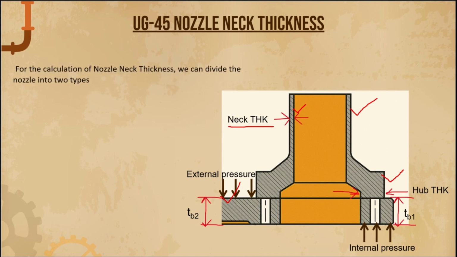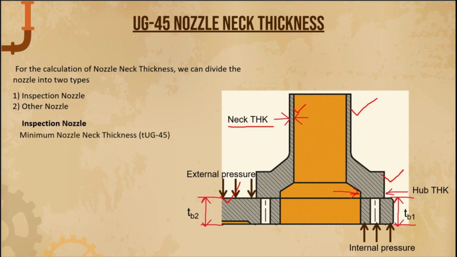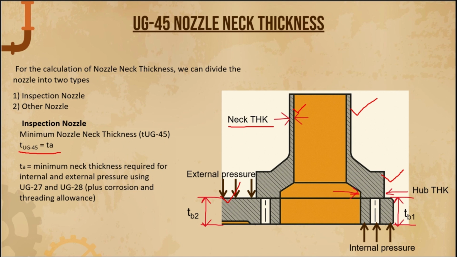For the calculation of nozzle neck thickness, the code divided the nozzles into two types. One is inspection nozzle and the other one is other type of nozzles. Let us see what is the minimum thickness condition for inspection nozzle. The minimum nozzle thickness as per UG-45 for the inspection nozzle is equal to TA, where TA is the minimum neck thickness required for internal and external pressure using UG-27 and UG-28. So this is how you need to calculate minimum nozzle thickness for inspection nozzles.